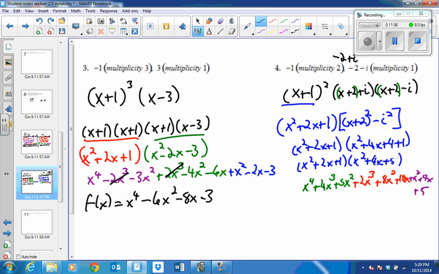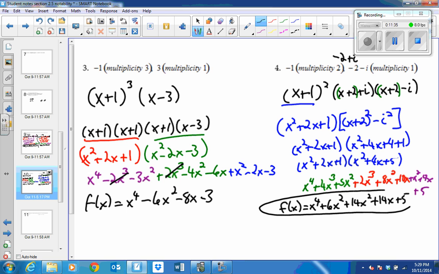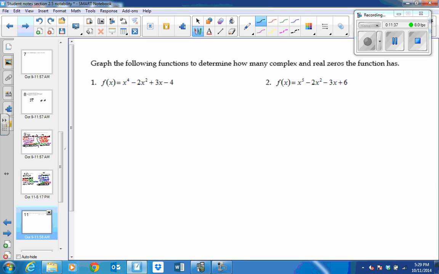So our final answer is going to be f of x equals x to the 4th. We have 4x cubed plus 2x cubed, so plus 6x cubed. 5x squared plus 8x squared puts us at 13x squared plus x squared, so plus 14x squared. Our x terms are 10x plus 4x, which is 14x. And our constant is plus 5. All right, let's get on to some easier things.